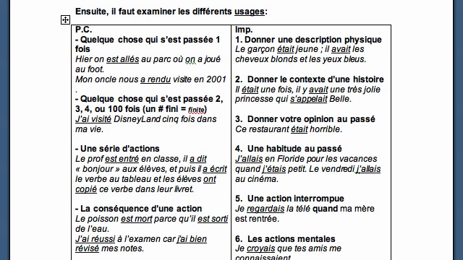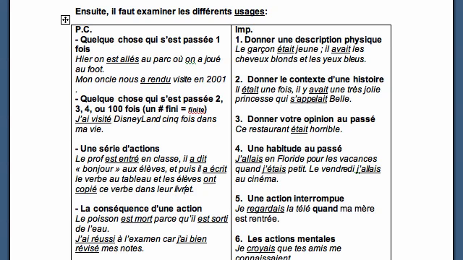A series of actions, une série d'actions. Le prof est entré, il a dit bonjour, et puis il a écrit le verbe au tableau, et les élèves ont copié. So this is a series of actions, things that happened all in a row. The teacher came into the room, he said hi to the students, and then he wrote the verb on the board, and the students copied the verb into their livret, into their booklet. A series of actions. There's no description in there, it's just things that happened one after another.